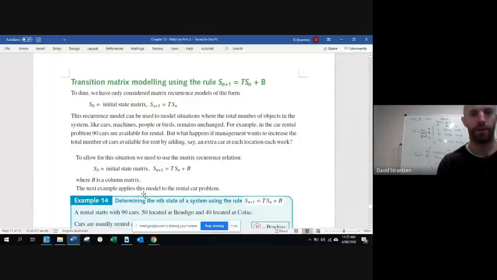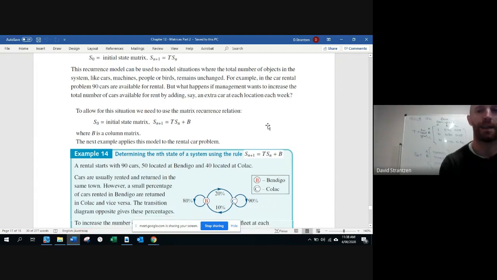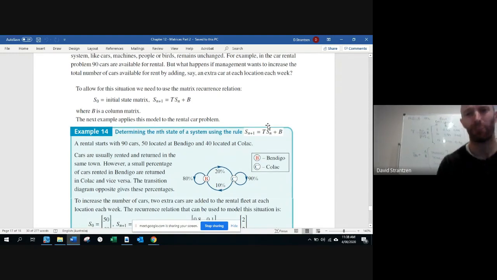Okay. So far we've considered matrix recurrence relation models of this type. We did that in 12C part 3, and we looked at a couple of examples of that. However, as I said, we looked at the situation where there were 90 cars available for rent in those Bendigo and Colac branches. What happens if management wants to increase the total number of cars available for rent by adding, say, an extra car at each location each week? Well, then our formula needs to reflect that increase in number of cars.